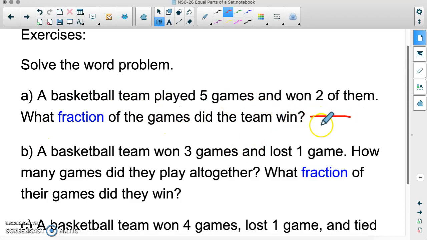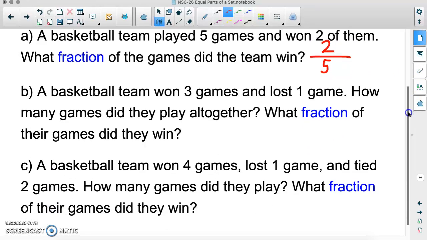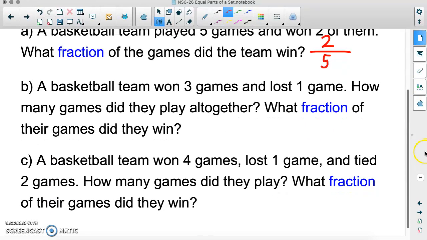Well, we need to know how many games they played all together. So the total number of games was 5, and we know that they only won 2 of them. So they won 2/5 of their games. Complete B and C on your whiteboards.